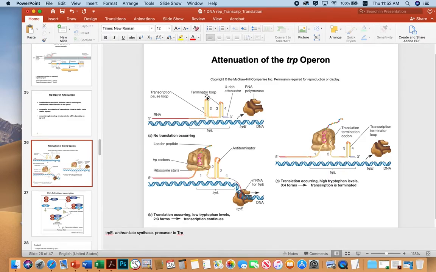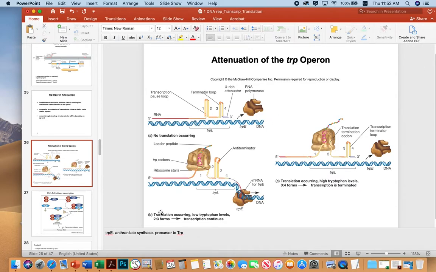There's a transcription pause loop. Region 1 here and region 2 can fold up on each other due to homology and make a loop. And then there's a terminator loop where region 3 and region 4 form. And when that happens, when the terminator loop forms, that kicks RNA polymerase off of the DNA and stops transcription.